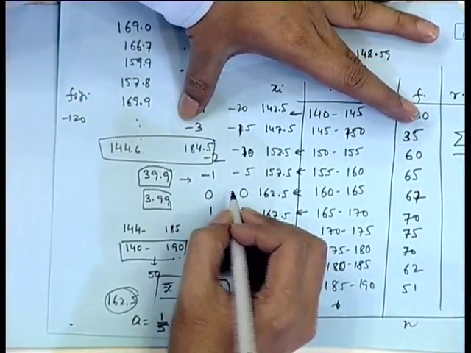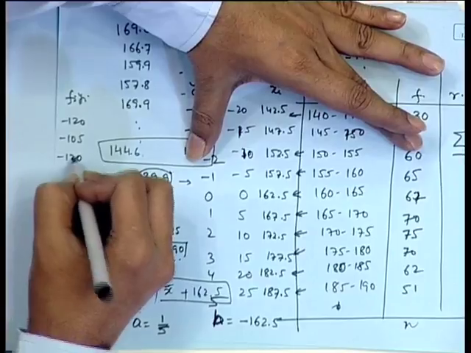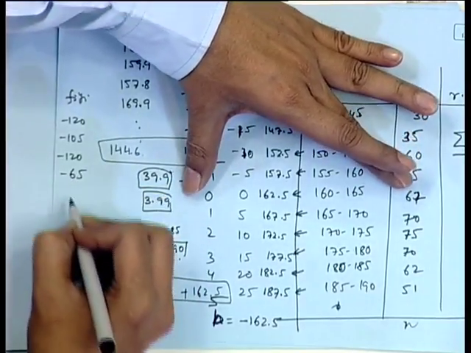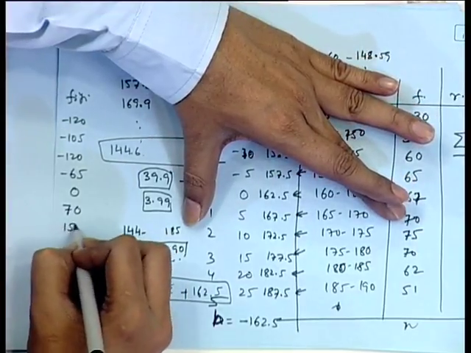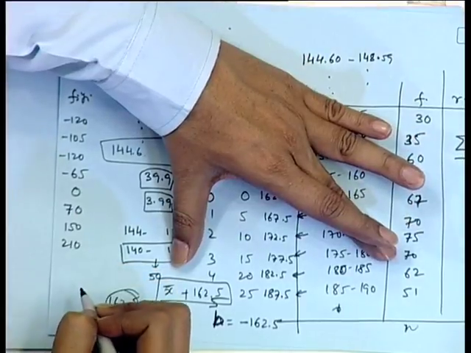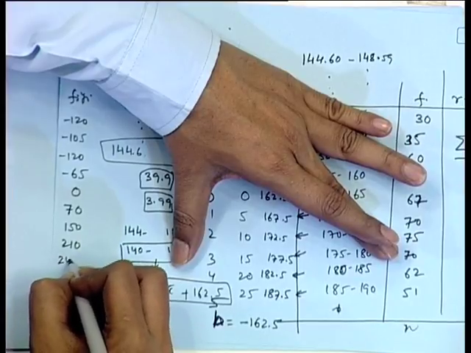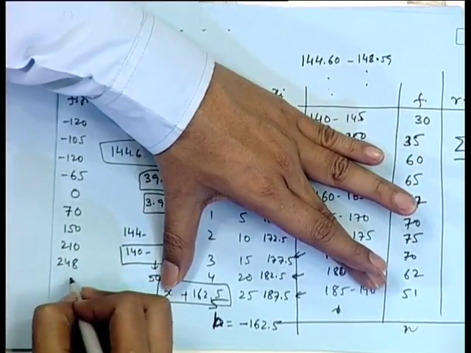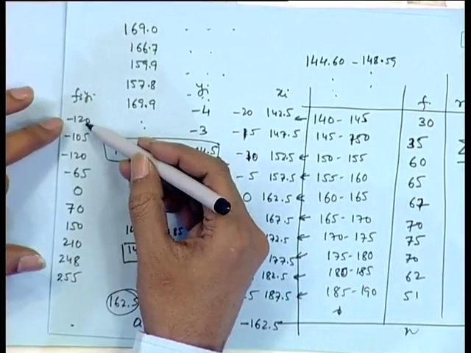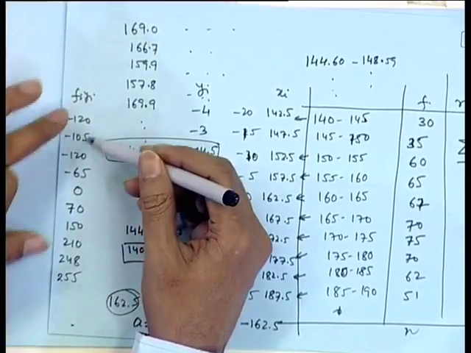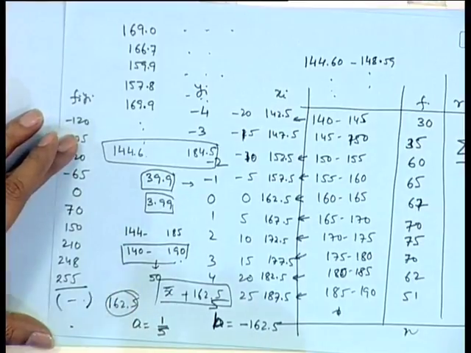So, the numbers can be handled very quickly, 105, then we have minus 120, we have minus 65, we have 0, we have 70, we have 150, we have 210 and we have 62 into 4, that is 248, and then 51 into 5, that is 255. And not only that, there are minus values and there are positive values. So, if you add, many of the values will automatically get adjusted and this total will become a much smaller number.